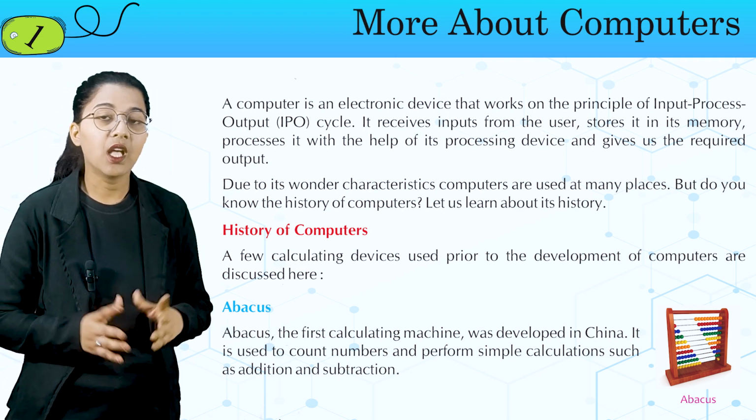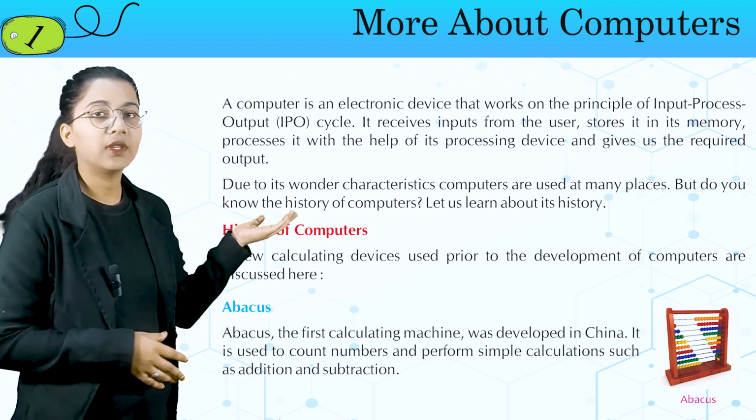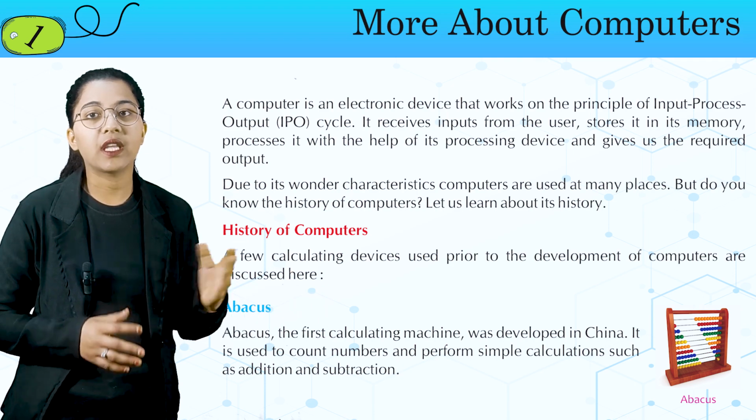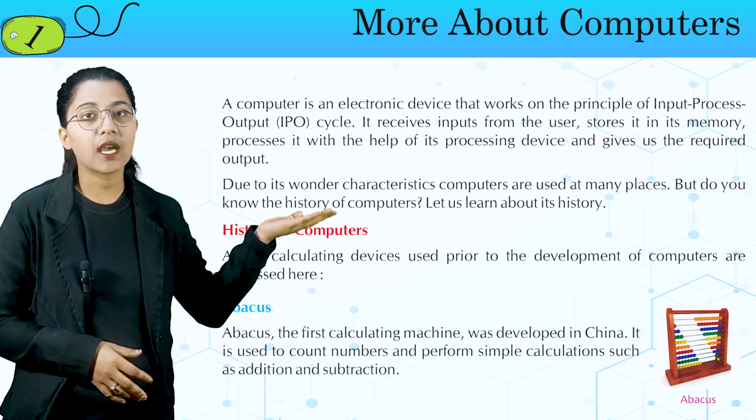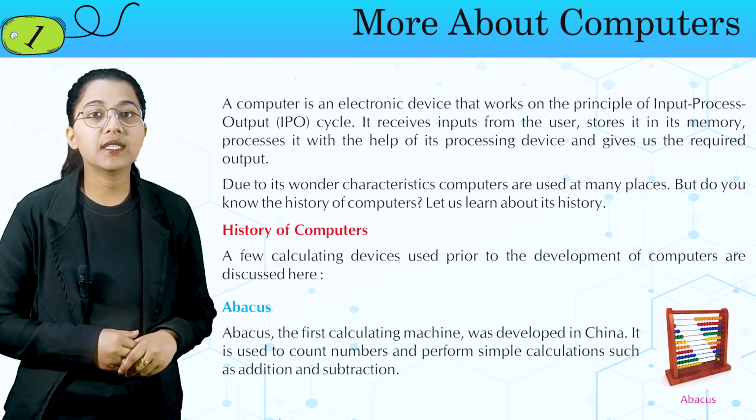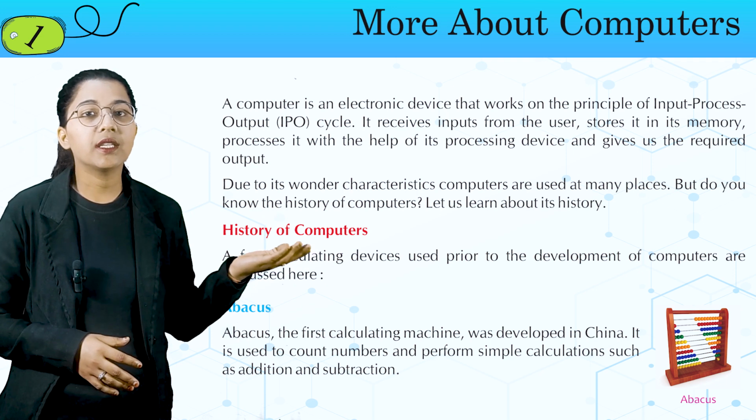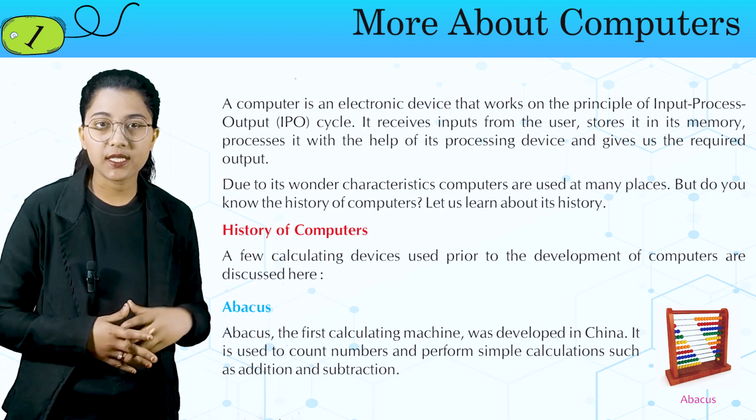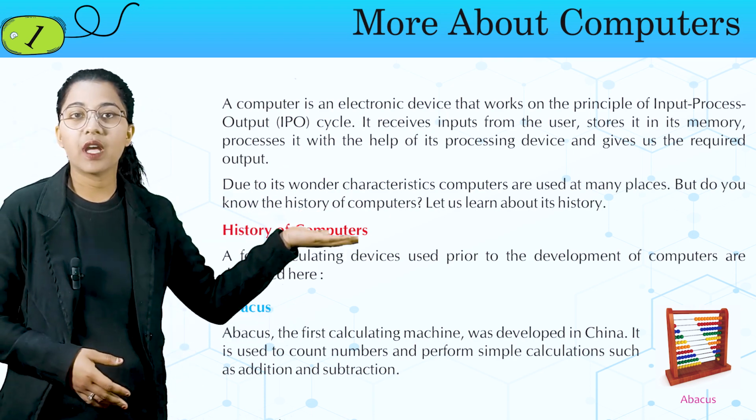So now students, we are going to learn about the history of computer. So let's start. A few calculating devices used prior to the development of computers are discussed here. First is abacus. Abacus is a calculating machine, developed in China. It is used to count numbers and perform simple calculations such as addition and subtraction. Here you can see the picture of abacus.